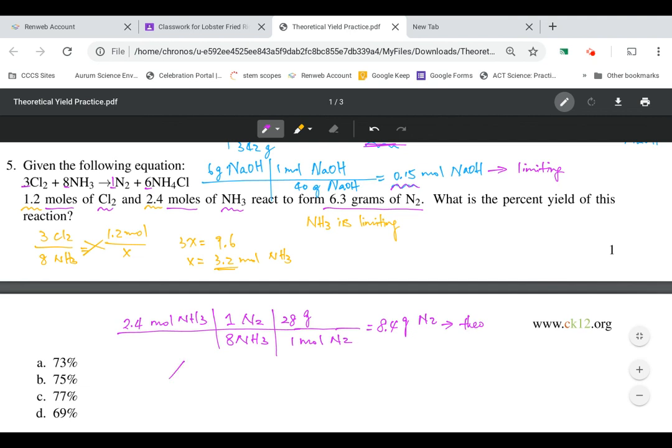So percentage yield is equal to actual over theoretical. Actual is 6.3 gram over 8.2 gram times 100%, right? So it's 6.3 divided by 8.2. Your answer is 77%, C.